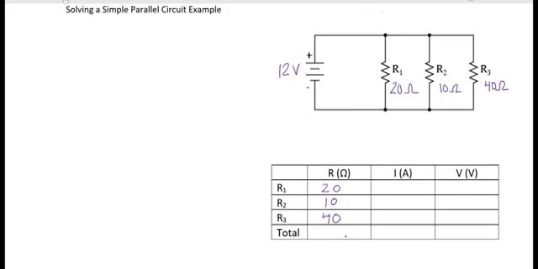In order to calculate the total, I'm going to use the fact that for parallel circuits, the total resistance is equal to the inverse of the sum of the inverses, which just means that we're going to add up the inverses of each of the resistors, 1 over 20 plus 1 over 10 plus 1 over 40, and then take the inverse of that. It's much easier with a scientific calculator.